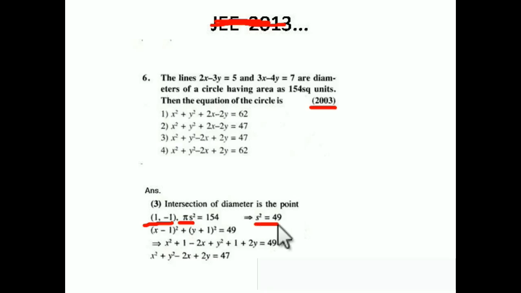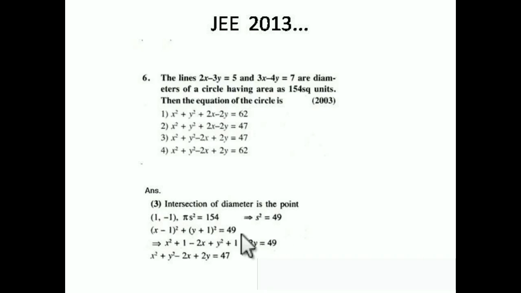Now what is the general equation we studied? That is x minus a whole square plus y minus b whole square is equal to r square. When are we going to use this equation? When we have the value of the center and the radius. We have the value of the center and radius here. Yes, we have r square here, that is radius. We have the center here, 1 comma minus 1. So just put it here and get the answer.